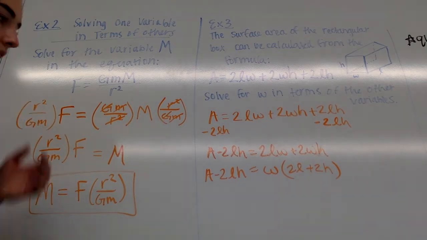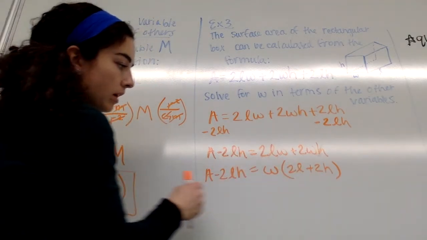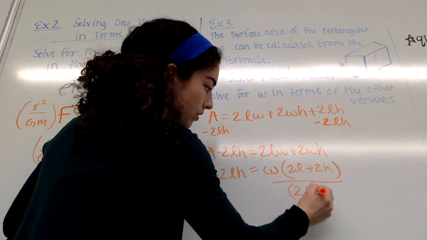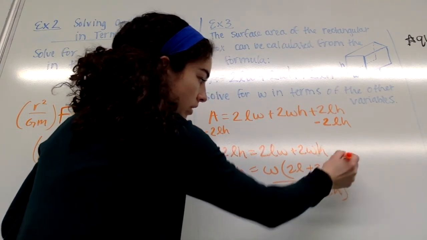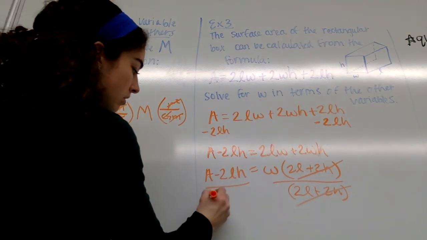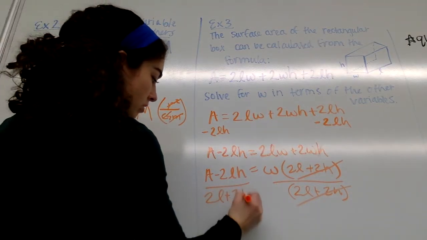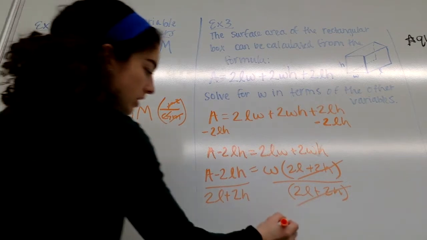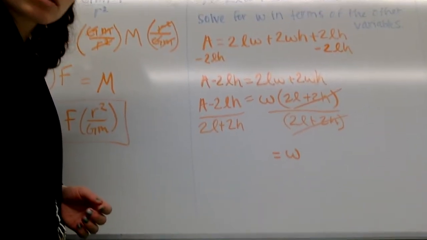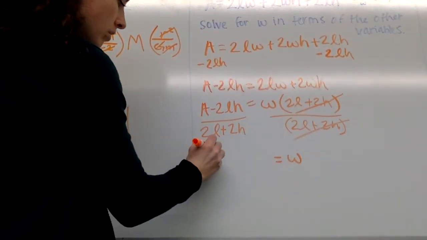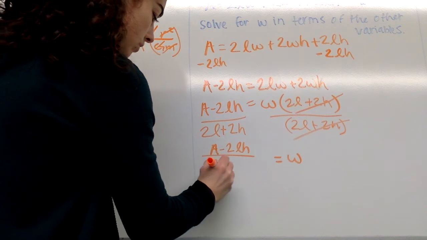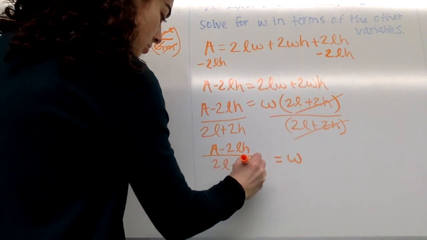Now it's W times that whole thing. So to get W on its own, we can divide by that whole thing. That cancels top and bottom, and we need to do the same thing on the other side. And so now we're going to get W equals A minus 2LH over 2L plus 2H.